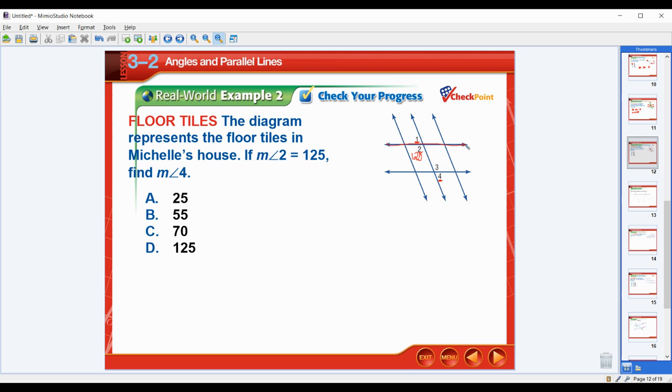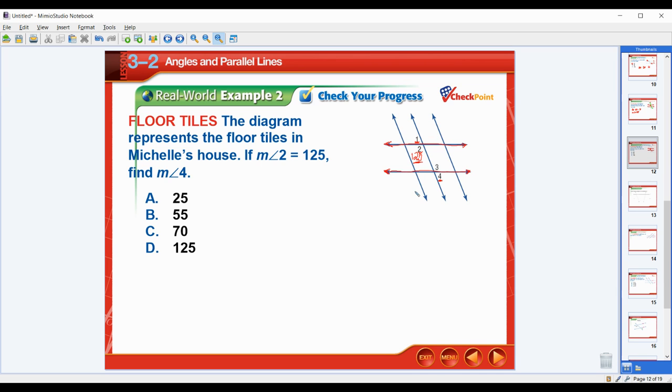Hopefully, you guys are at home saying alternate exterior angles, right? Alternate exterior angles. So we know that alternate exterior angles are equal. So if we can figure out what angle 1 is, then we're going to know what angle 4 is, right?